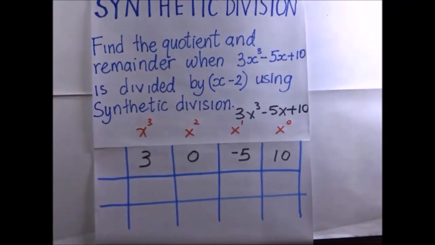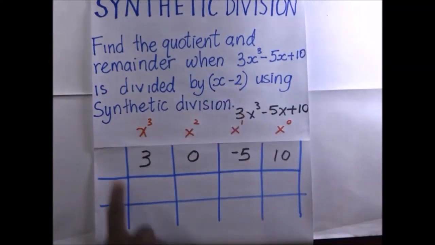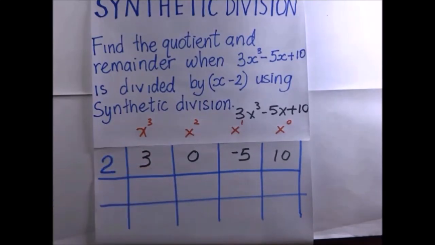And now, after stating those coefficients, they are telling us that this polynomial is divided by x minus 2. So if it is divided by x minus 2, meaning that if we say x minus 2 is equal to 0, the value of x is going to be positive 2. So we put the positive 2 here. We put a 0 at the first step here.